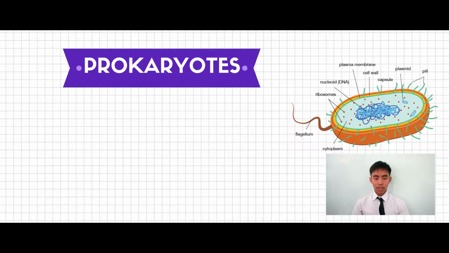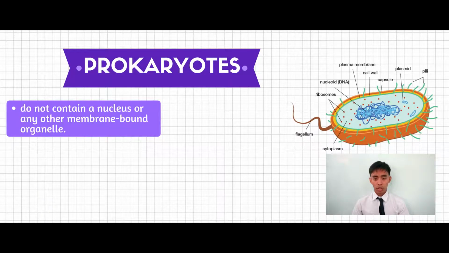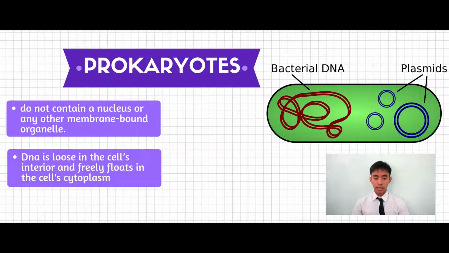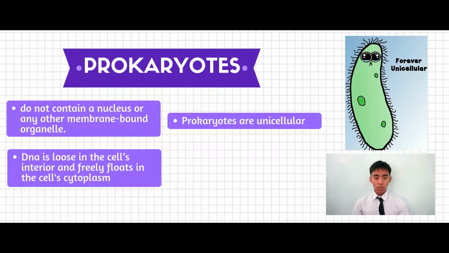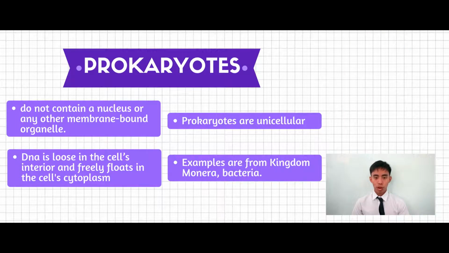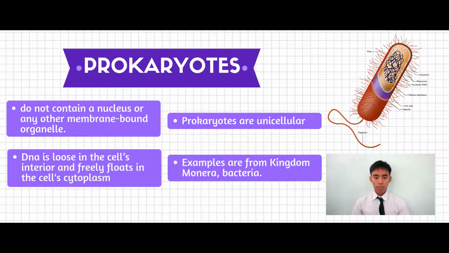Prokaryote cells do not contain a nucleus or any other membrane-bound organelle. DNA is loose in the cell interior and freely floats in the cell's cytoplasm. Prokaryotes are unicellular. Examples are from the kingdom Monera, and bacteria.